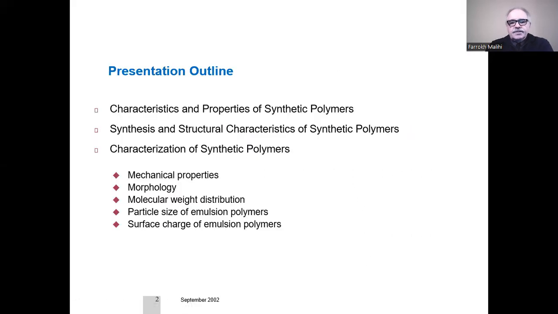This is the outline for this presentation. As you see here, the first part includes characteristics, properties of synthetic polymers, a brief on the synthesis and structural characteristics, and then we conclude with characterization methodologies, dealing with mechanical properties, morphology, molecular weight distribution, and particle size.